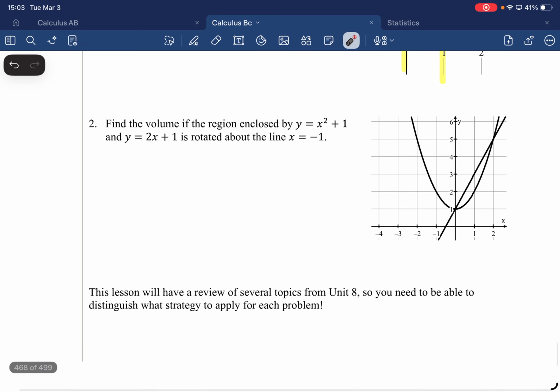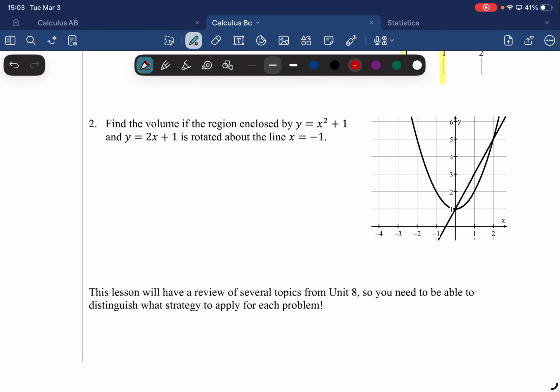Number 2 says find the volume of the region enclosed by y is equal to x squared plus 1 and y is equal to 2x plus 1 rotated about the line x is equal to negative 1. The first thing I'm going to do is draw that line x is equal to negative 1, which is right here.